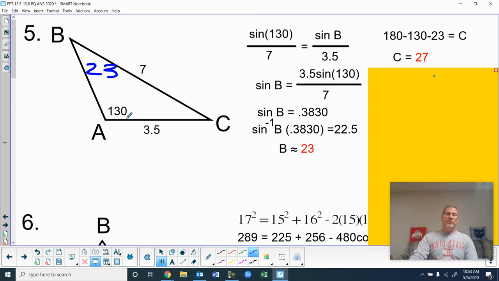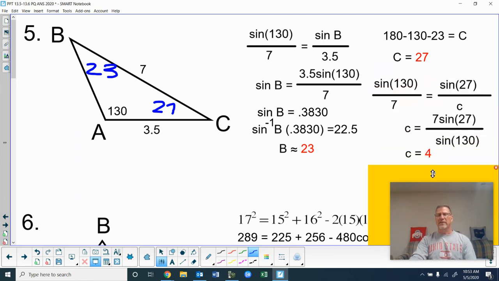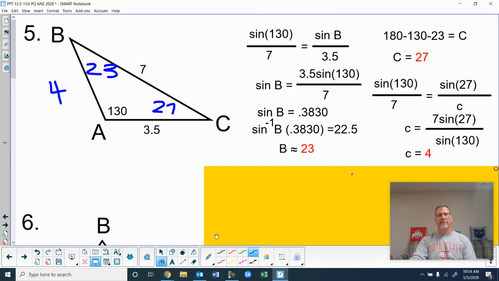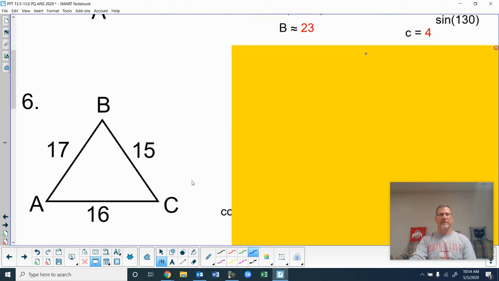Now that I know two angles, I'm going to go 180 minus 130 minus 23 to get angle C. So angle C is 27 next. And then use the law of sines to find side C. And it comes out to be 4. Again, once you set up your law of sines, cross multiply and divide. Remember to make sure you're in degree mode, and you should get 4 for side C. Hopefully, again, we got that one right.